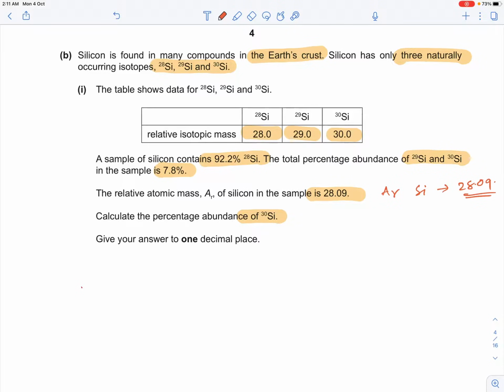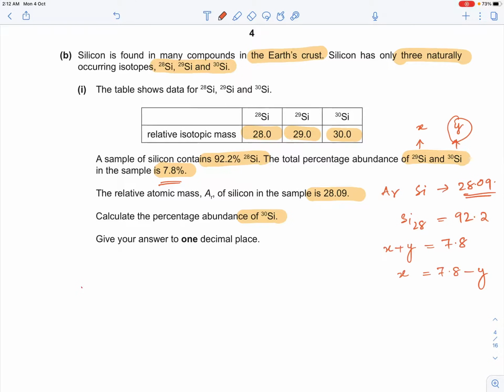The abundance of silicon-28 is 92.2%, and the abundance of silicon-29 and 30 in the sample is 7.8%. So let's say I represent the abundance of silicon-29 by X and the abundance of silicon-30 by Y. So X plus Y would be equal to 7.8, and X would be equal to 7.8 minus Y. All right, and we have to find out the value of Y.